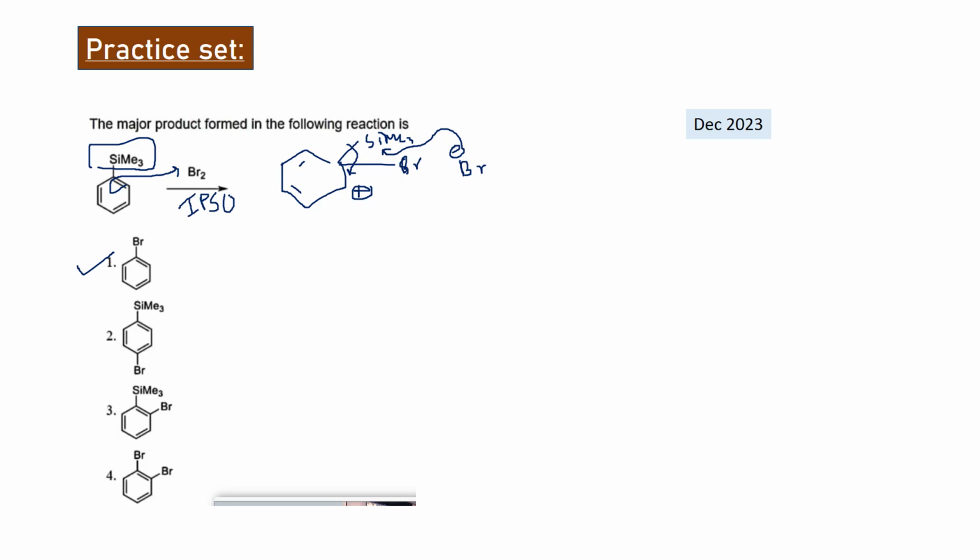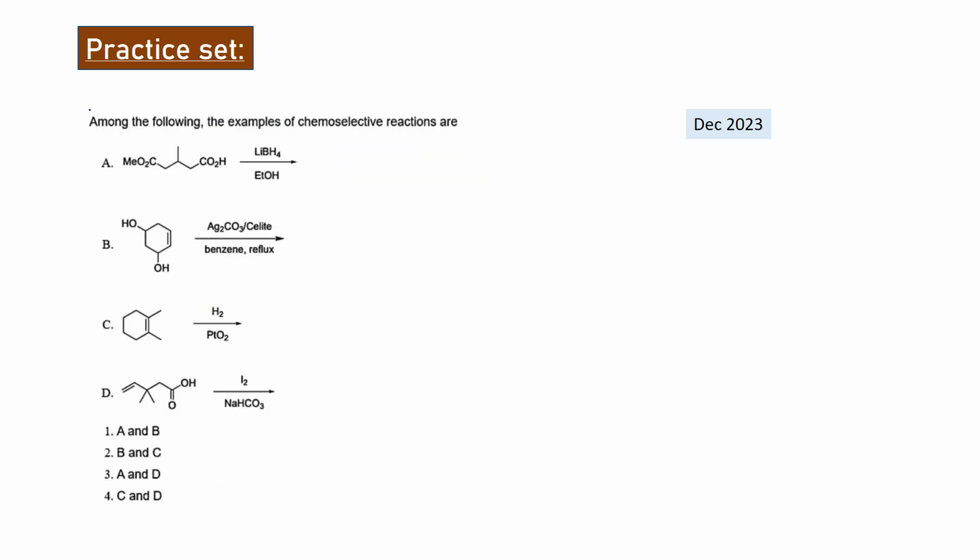Let's go to the next question. Among these four options, which will show a chemoselective reaction? So this LiBH4 is added. We know that LiBH4 is selective to ester. B2H6 or BH3 is selective to acid, but LiBH4 is selective to ester. So in this case, this part will react, not this one.